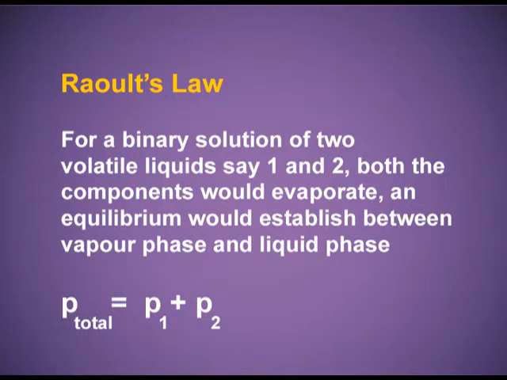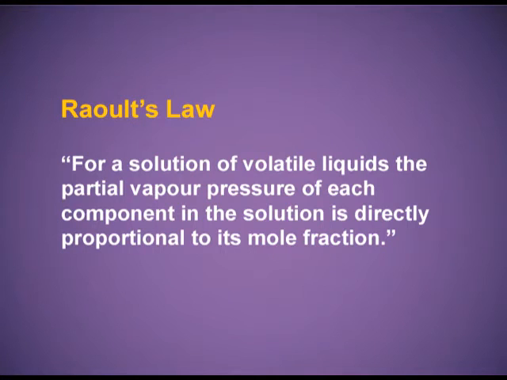Raoult's law states that for a binary solution of two volatile liquids, say 1 and 2, both the components would evaporate and equilibrium would establish between the vapor phase and the liquid phase, and the total pressure would be equal to the sum of the partial vapor pressures, that is P1 and P2. For such a situation, Raoult's law states that for a solution of volatile liquids, the partial vapor pressure of each component in the solution is directly proportional to its mole fraction.